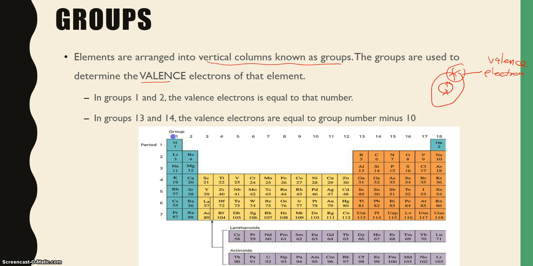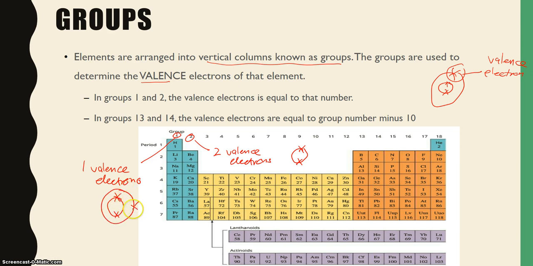So in groups 1 and 2 over here, this one is going to have 2 valence electrons, meaning it's going to have 2 electrons in its outermost shell. So its outermost shell, this one will have 2 electrons. Group 1 will have 1 valence electron, which means when you draw it, its outermost shell would have 1 electron, as shown here.